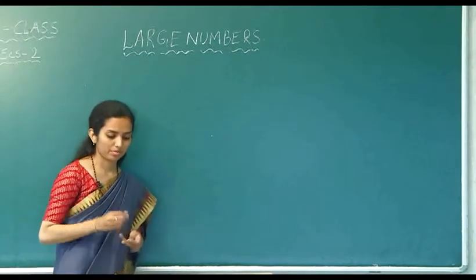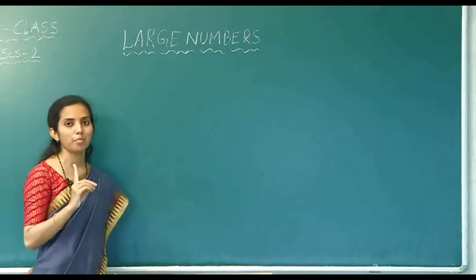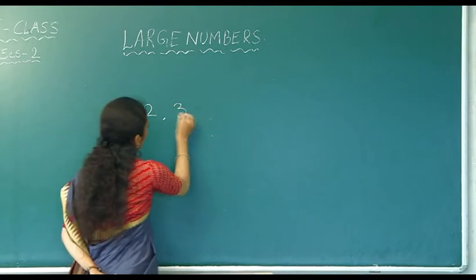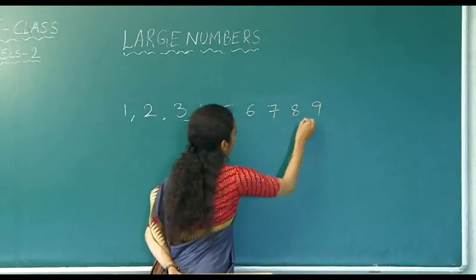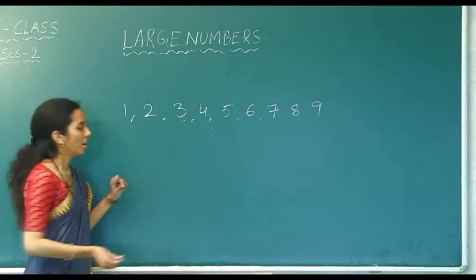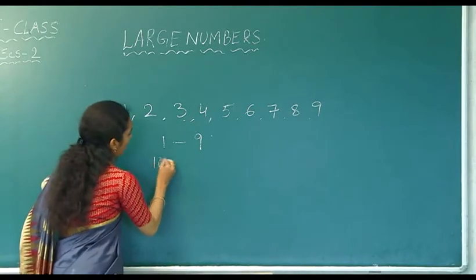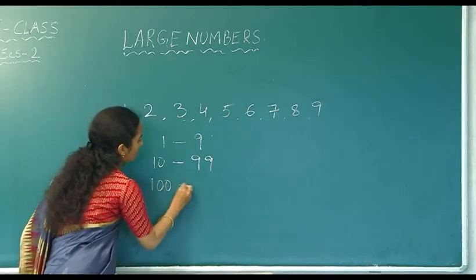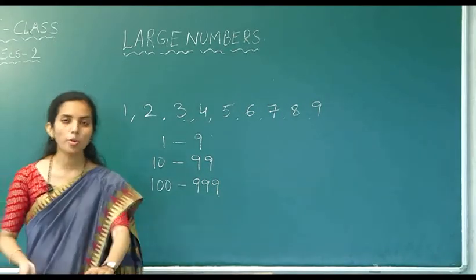For example, first of all, let us see how many single digit numbers are there in our number system. How many digits are there? 1, 2, 3, 4, 5, 6, 7, 8, 9. These are our 1-digit numbers, that is single digit numbers. So 1 to 9 are single digit numbers, 10 to 99 are 2-digit numbers and 100 to 999 are 3-digit numbers.